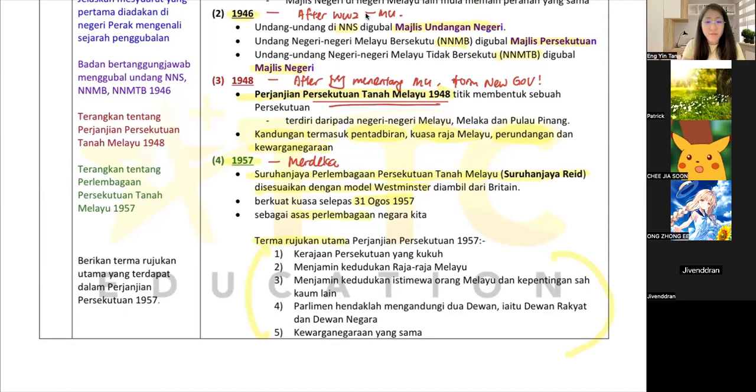Means like references. So you see, we have the Kerajaan Persekutuan yang kukuh, kedudukan Raja-Raja Melayu. So they talk about that we need to have a federation government. The law must mention the federation government is very powerful. The law must mention the position of the king. The law must also mention the kedudukan istimewa orang Melayu dan juga kepentingan kaum lain.